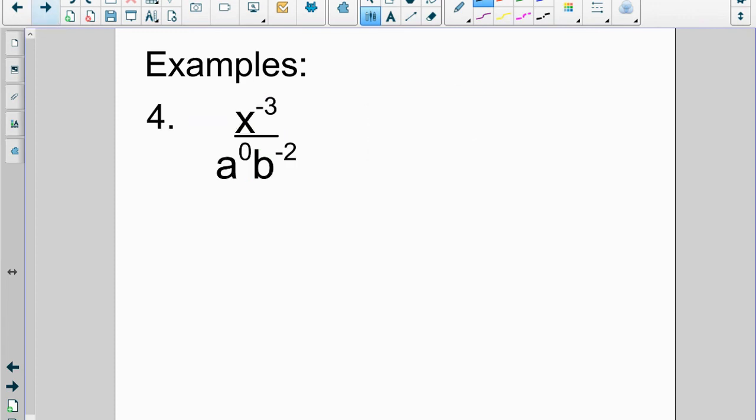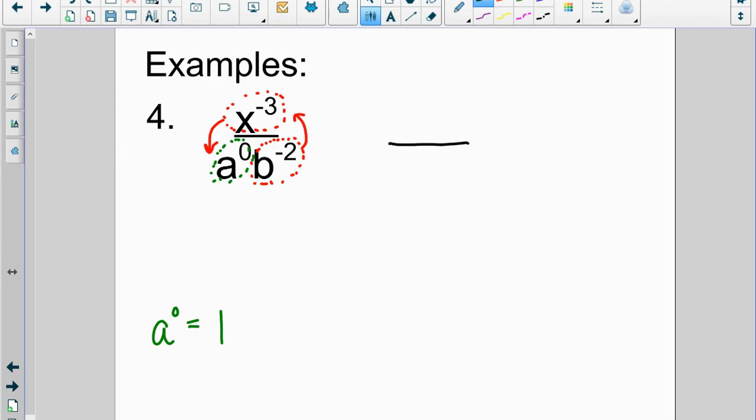One last problem. Number 4. All right, this time it looks like the x to the negative 3rd power has a negative exponent. We've got b to the negative 2nd power has a negative exponent, so we need to move that. So the x's we're going to move down, the b's we're going to move up. And then there's actually one more thing we can do here with this a to the 0 power. Now that's not a negative exponent, but we did talk about anything to the 0 power is equal to 1. So we can actually simplify that also.